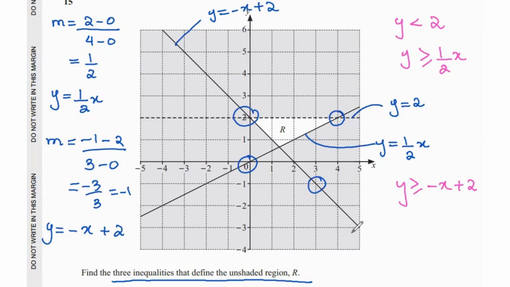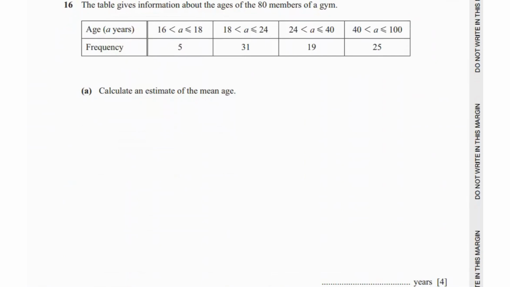Remember to look at the question very carefully and see what they're asking about, like whether they're asking us for the inequality for the unshaded part or the shaded part. So based on that, you will create your inequalities using the diagram. Then the table gives information about the ages of 80 members of a gym. They have given us the intervals for the age and the corresponding frequency. We have to calculate an estimate for the mean age.